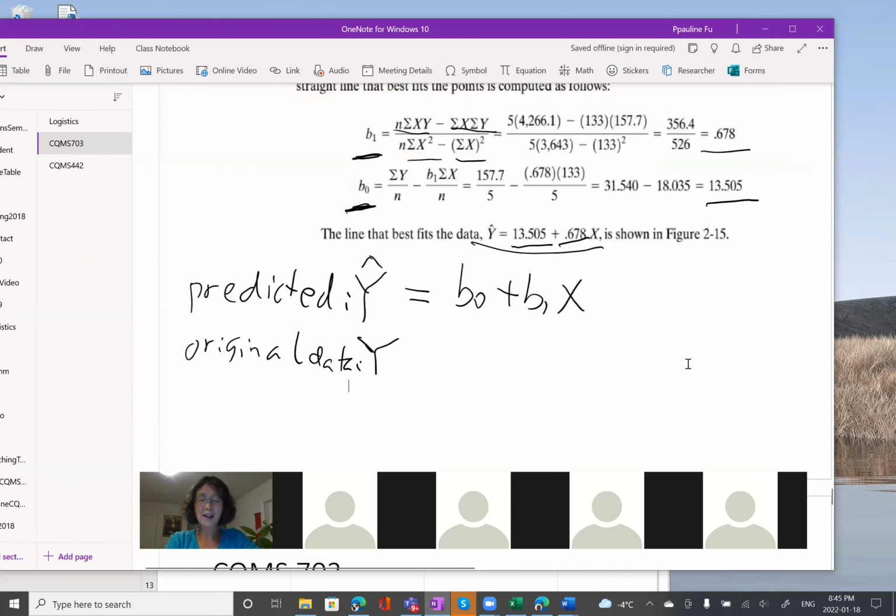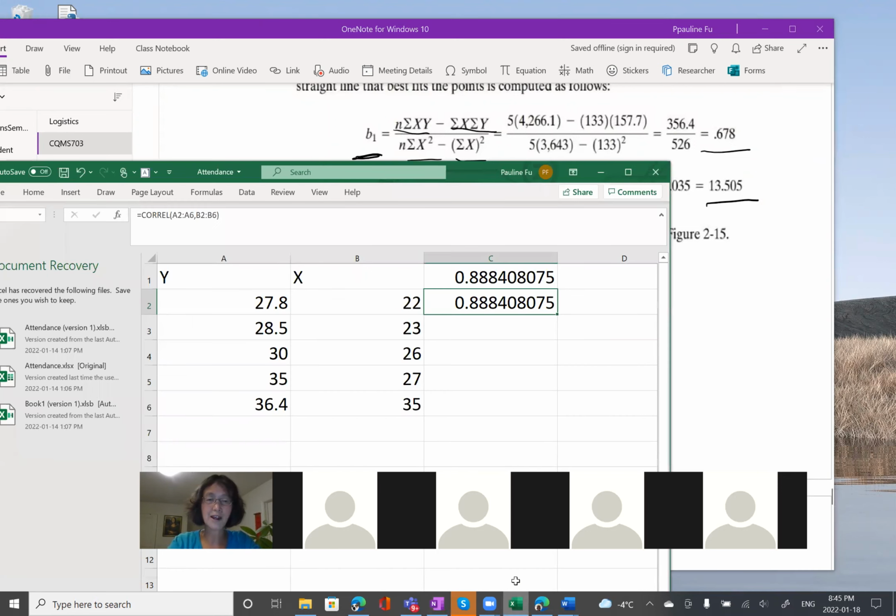So there are three y. Actually, there is another y called y bar. Y bar is the average of the original data. Hope you will distinguish these three different y, because it is important in forecasting and in regression analysis. So now I'm going to go back to Excel and explain these three different y.